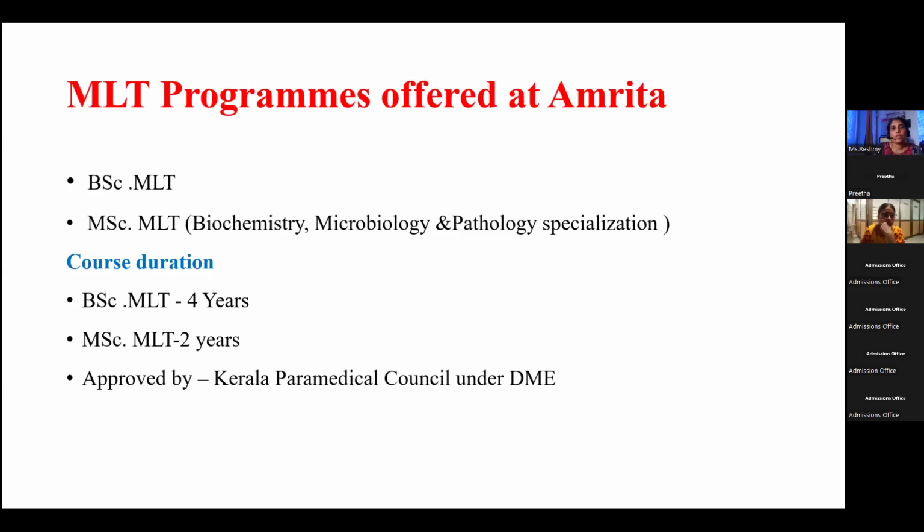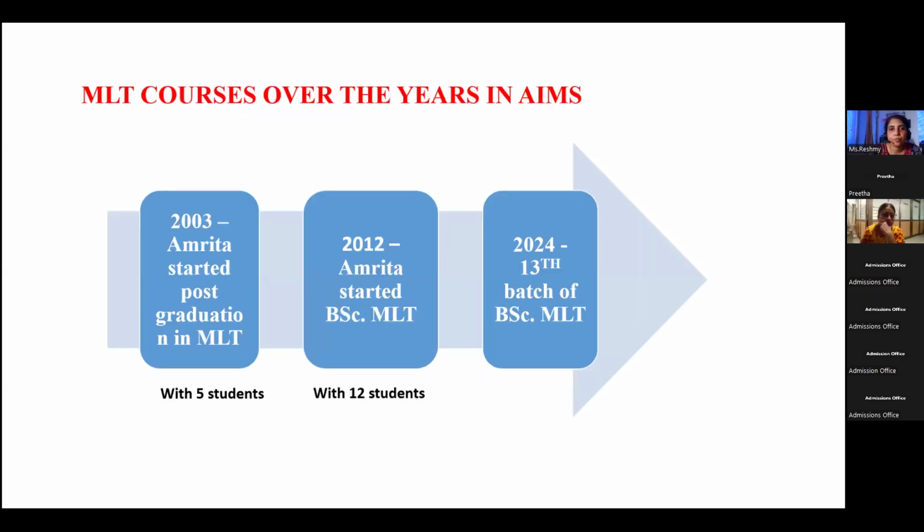Now, in Amrita, we have two MLT programs. We have the UG, that is B.Sc MLT program, which is of 4 years duration. And the MSc MLT program, where you can specialize either in biochemistry, microbiology, or pathology. That is a 2-year program. Both this B.Sc as well as MSc MLT is approved by Kerala Paramedical Council under DME.